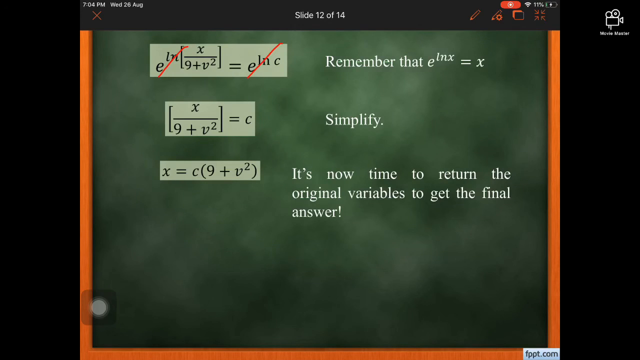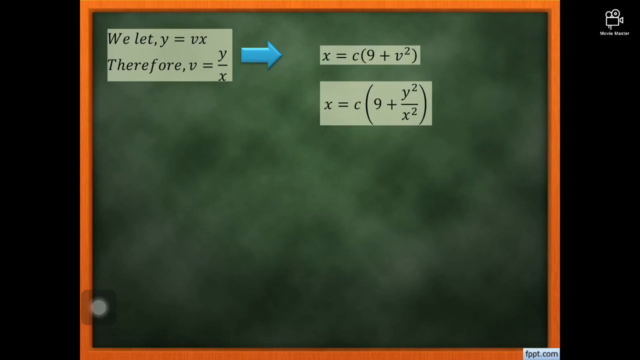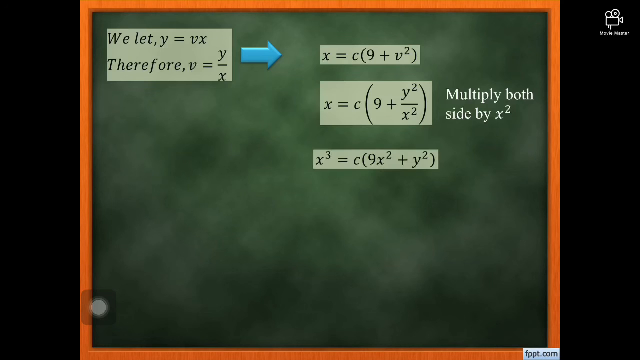And this is now the time to return the original variables to get the final answer. So we let y is equal to vx, and therefore v is equal to y over x. And then this is the equation, substituting v is equal to y over x. That gives us this second equation. And multiplying both sides by x squared, we now have x cubed is equal to c times the quantity of 9x squared plus y squared.